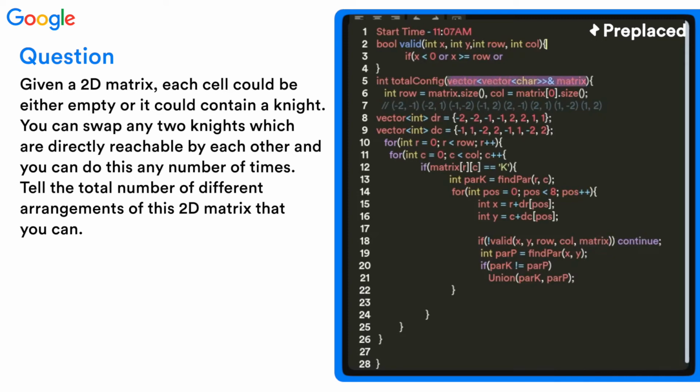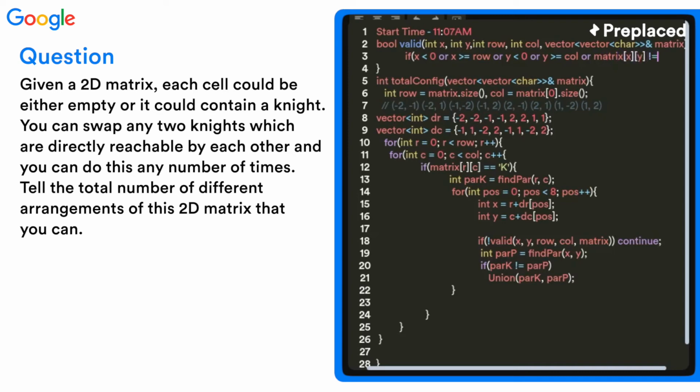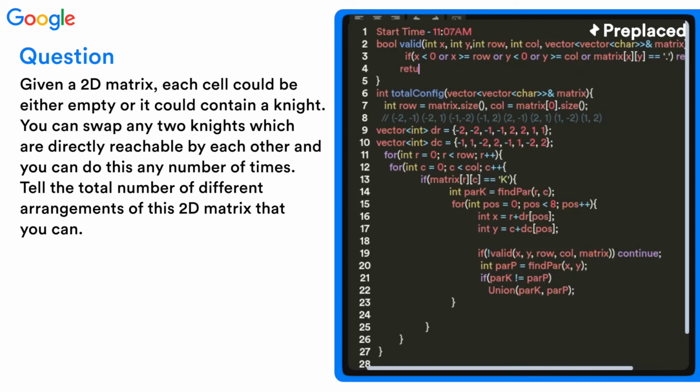You can copy the reference thing from down here. Or if y was less than 0 or y greater than or equal to column, or if the matrix of x and y is equal to empty cell, we can just return false, else we'll just return true.